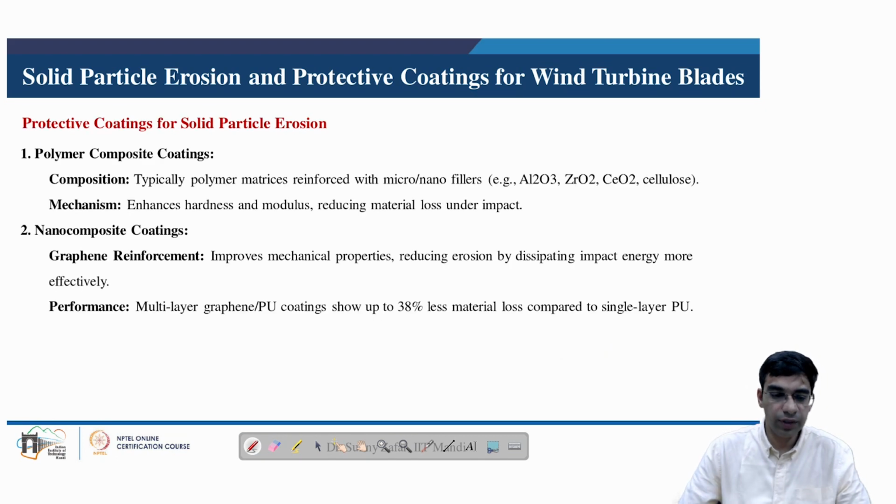Next are the protective coatings from solid particle erosion. So polymer coating compositions consisting of micro nanofillers of ceramics like alumina, zirconia, cellulose, etc. are basically used. So they enhance hardness and modulus, reducing material loss under impact. Sometimes nanocomposite coatings are also used, such as graphene reinforcement, improving properties, reducing erosion by dissipating impact energy more effectively. So multi-layer graphene polyurethane coatings have shown up to 38% less material loss compared to a single layer polyurethane coating.